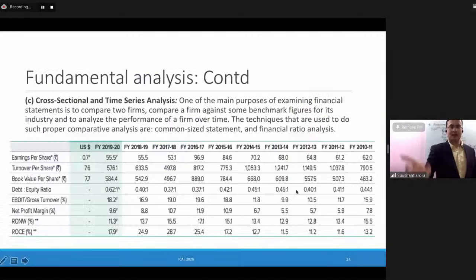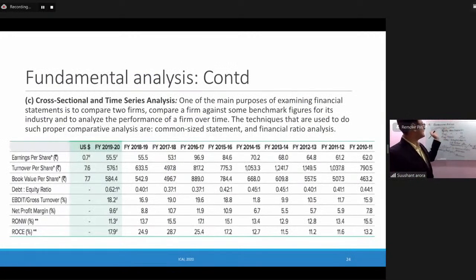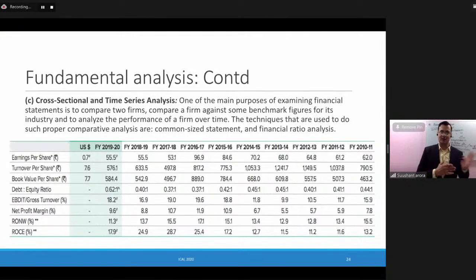The third point in the fundamental analysis is company analysis, point C. We are studying the first topic of this chapter, fundamental analysis, in which we have done three topics: economic analysis, industry analysis, and now company analysis, an extension of all this. The fourth point we are studying is cross-sectional and time series analysis.